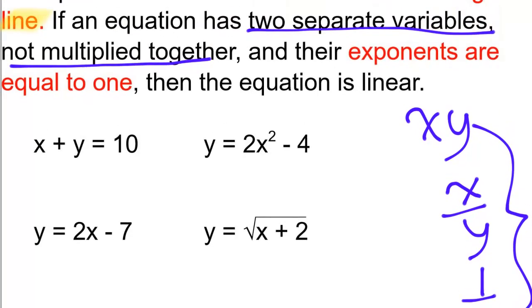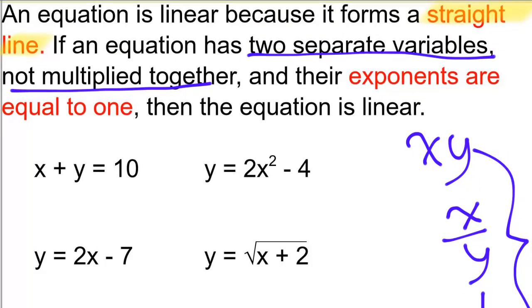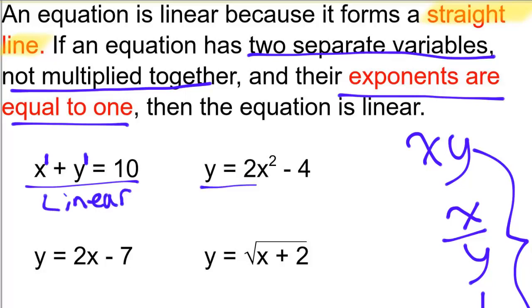But they have to have an x and a y. They have to have at least two variables separated. And another key component is that their exponents have to be equal to 1. If that's the case, then we are looking at a linear equation. So we look at our first example here. We have x, which is to the first power, and y, which is to the first power. So we have two variables, both to the first power. This one is linear.